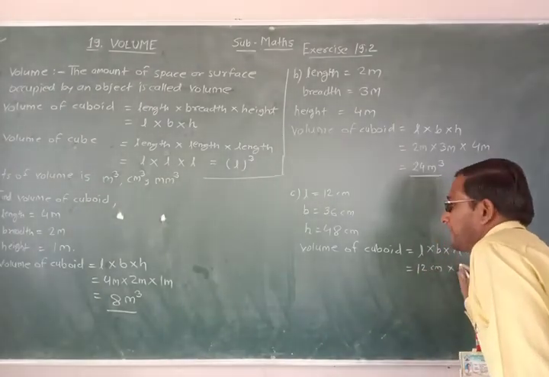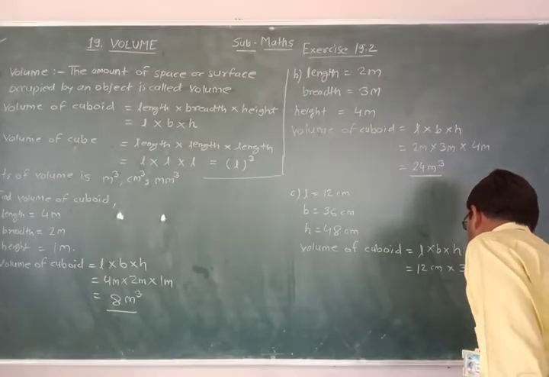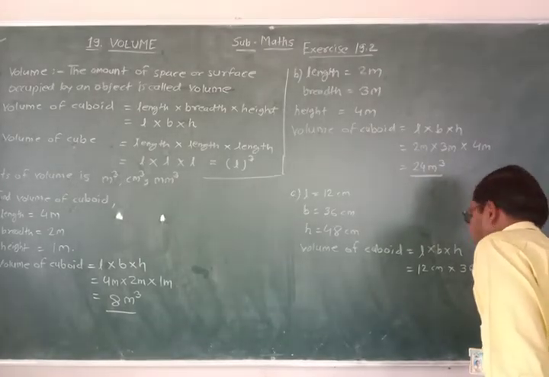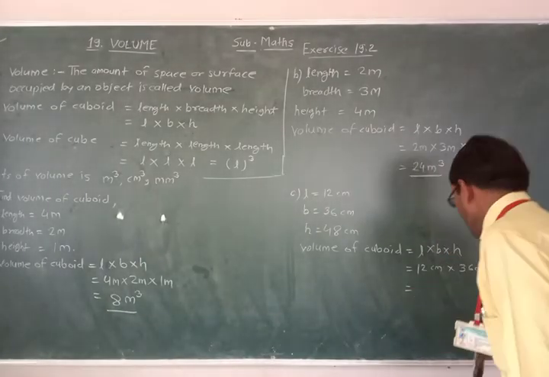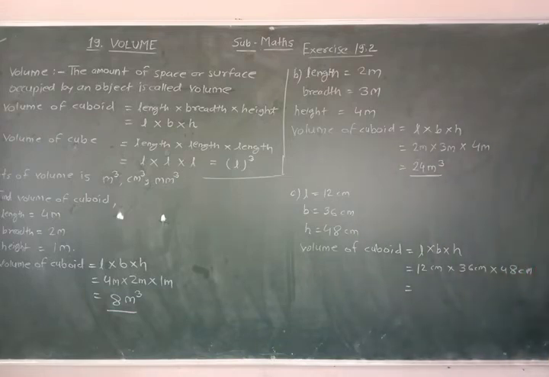12 centimeter multiplied by 36 centimeter multiplied by 48 centimeter. First you do the multiplication, 12 multiplied by 36. When you get the answer, then again multiply this answer by 48, so we get the total volume of the cuboid. This is multiplication, which you have already studied. So you do the multiplication. I am giving two more examples, so you do it.